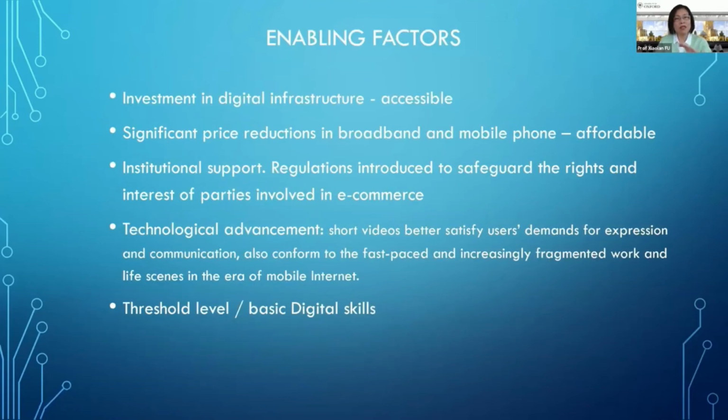And in the research, we also find that enabling factors are very important for this. First is to make it accessible. So investment in digital infrastructure is very important. That's done by government. Second, affordable, because the price reduction in broadband and mobile phones, a significant reduction in China, makes it affordable. Thirdly is institutional support, regulations to safeguard the rights of the users. And fourthly is technological progress, like short videos, to enable illiterate people to communicate much better. And of course, a threshold level of basic digital skills is needed. These are important enabling factors.